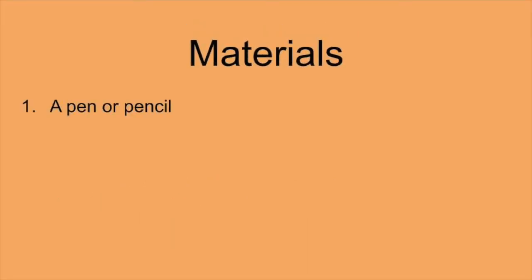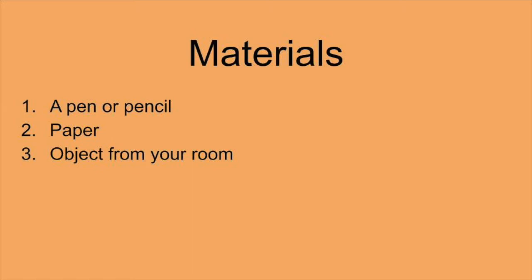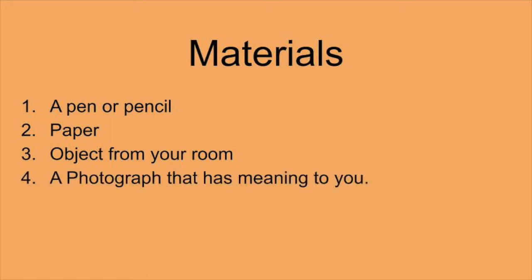For this lesson, we'll need a pen or pencil, some paper, and 2 sheets of paper is fine, but I always like to have more. You'll also need one object from your room. You can find one now if you'd like, but don't worry about it. We'll play a game that will show us a bunch of objects in the room. And lastly, you'll need a photograph, especially one that has some meaning to you.